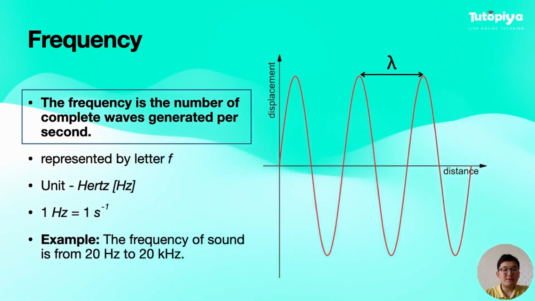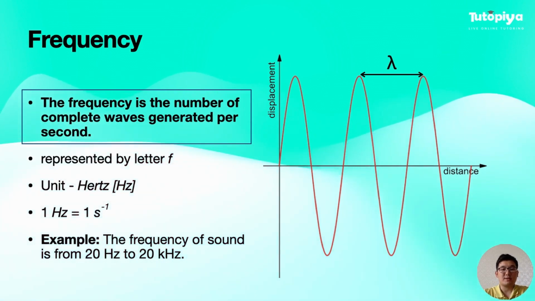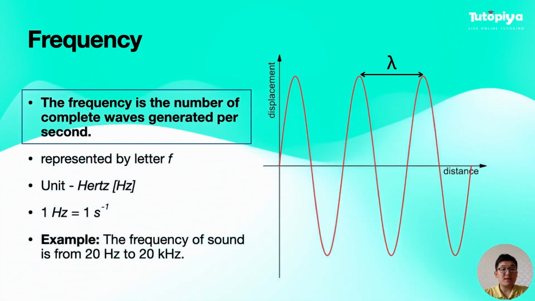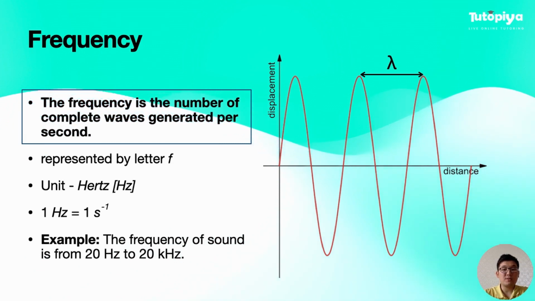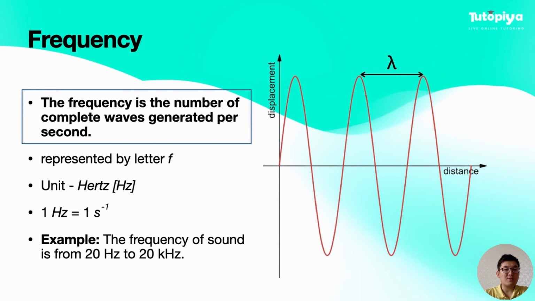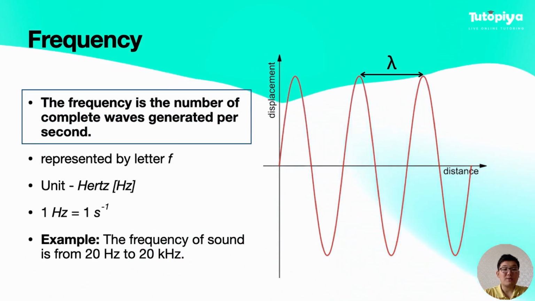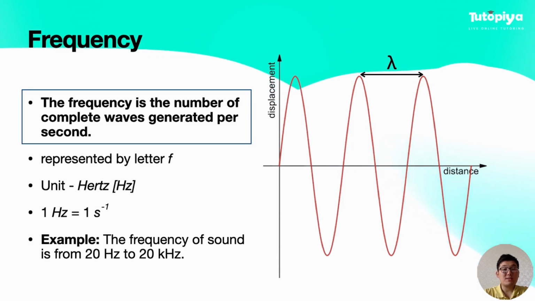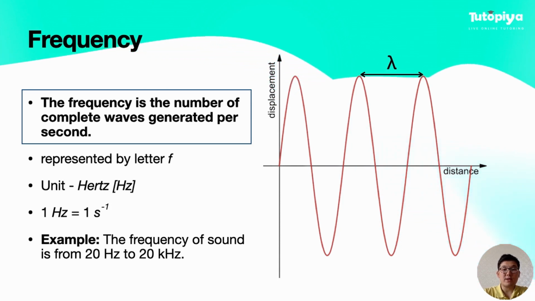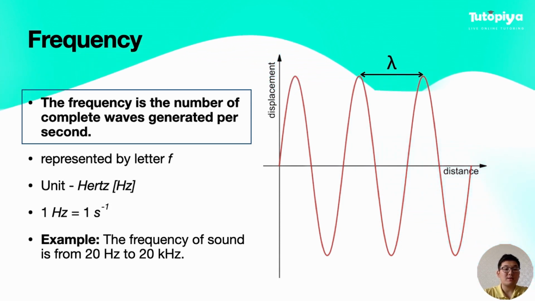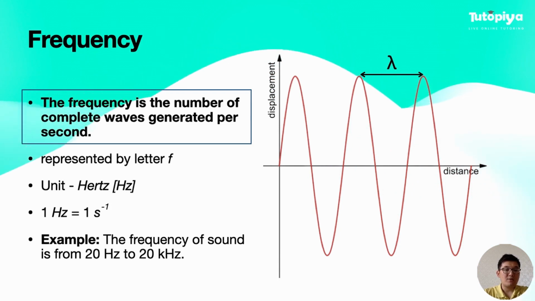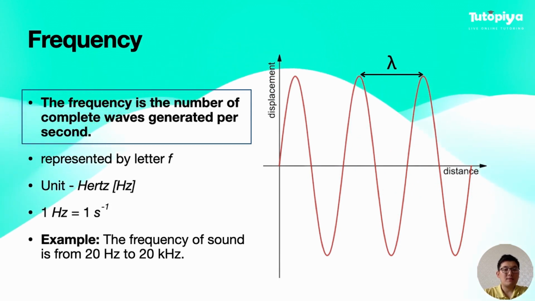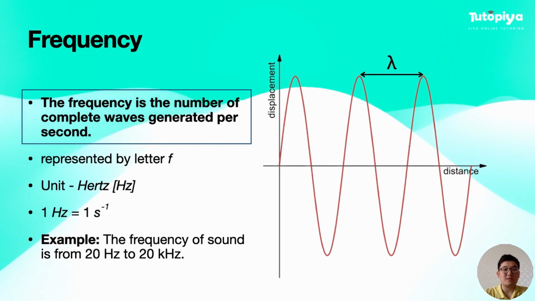The frequency is the number of complete waves generated per second. It is represented by the letter f, and its unit is hertz. For instance, the frequency of sound waves is from 20 Hz to 20,000 Hz. This means that air molecules vibrate at least 20 times a second when we speak. The higher the frequency, the higher the pitch of the sound.